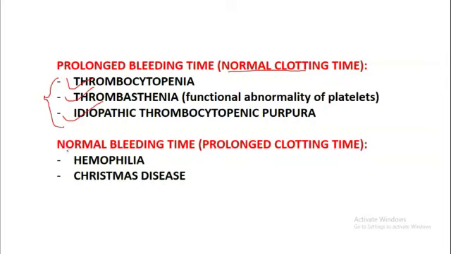Now the second set of conditions are those in which the bleeding time is normal but the clotting time is prolonged. The first one is hemophilia and the second one is Christmas disease. Hemophilia is due to the deficiency of anti-hemophilic factor 8, and Christmas disease is due to the deficiency of the Christmas factor, which is factor number 9. So in these two conditions bleeding time remains normal but the clotting time is prolonged.